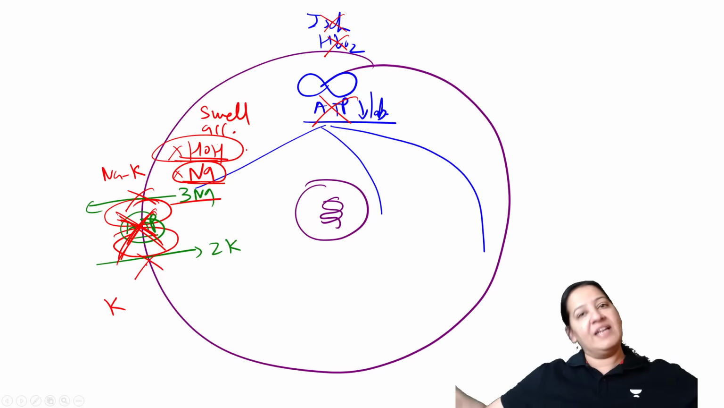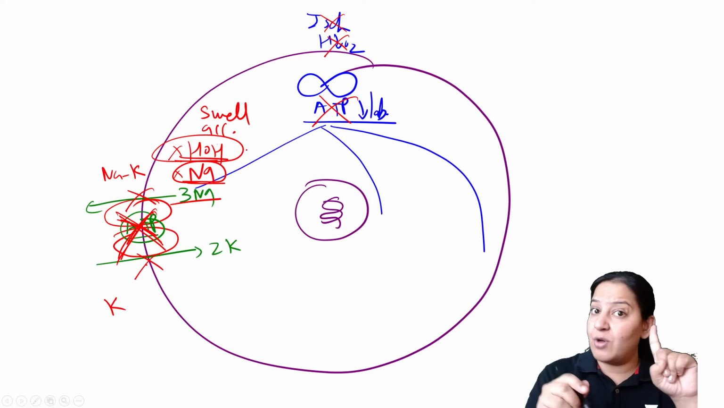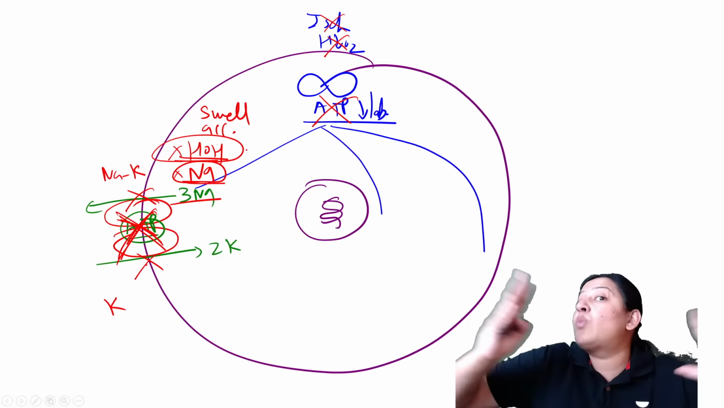After a point, it will burst and die. So the cell will swell up. Number one, it is causing cell injury. So cell injury is due to the swelling of the cell.